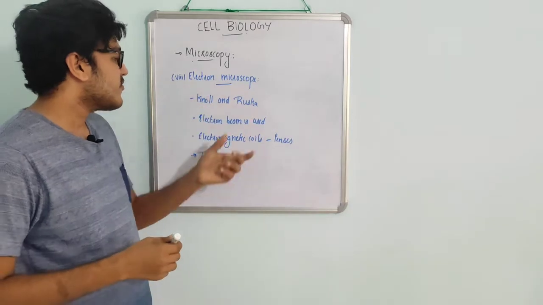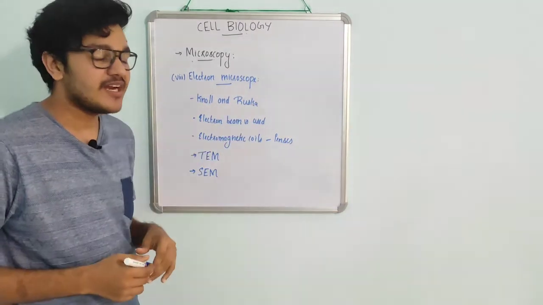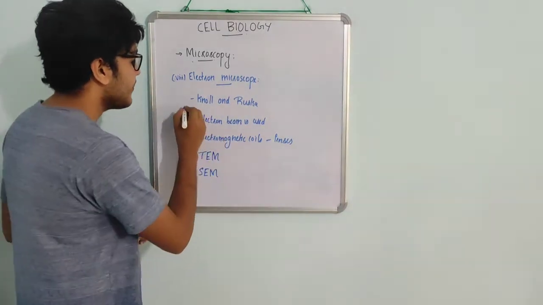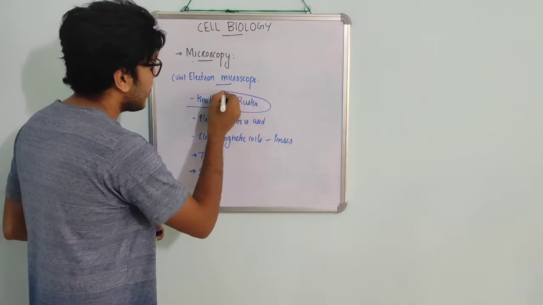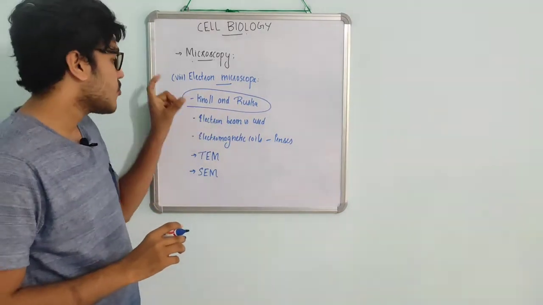The 8th type of microscope is the electron microscope, which is a very familiar one. It is an important discovery in the field of science. The two scientists who developed the electron microscope are Knoll and Ruska. This name shouldn't be forgotten. It might be asked in the entrance exam. So Knoll and Ruska shouldn't be forgotten. You should note it down.